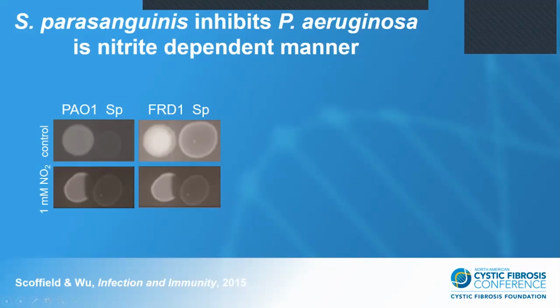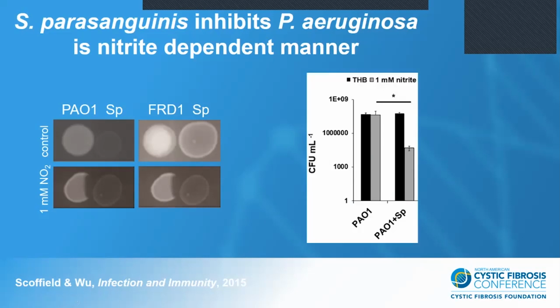Now, initially, when we started these studies, we grew these anaerobically, and because of the anaerobic growth, we had to supplement with nitrite because Pseudomonas requires that for anaerobic growth. And so we saw in the presence of nitrite that Strep parasanguinis was actually inhibiting both the acute isolate PAO1 as well as the CF isolate FRD1.